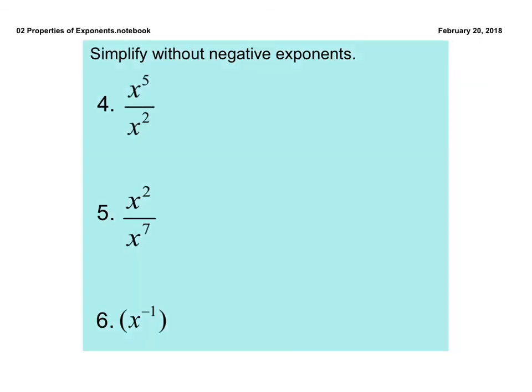All right, this is a division. So we have x to the fifth divided by x squared. We subtract those exponents to give us x to the third. Now this one is interesting because it's x to the second divided by x to the seventh. We still subtract, x to the negative fifth. However, based on our negative exponent property, this is the same thing as 1 over x to the fifth. So that would be your final answer there. Okay. X to the negative first, by that same negative exponent property, is the same as 1 over x.